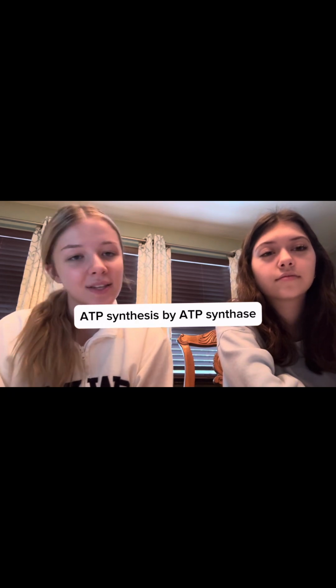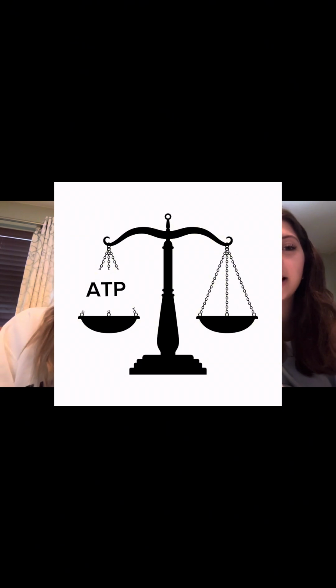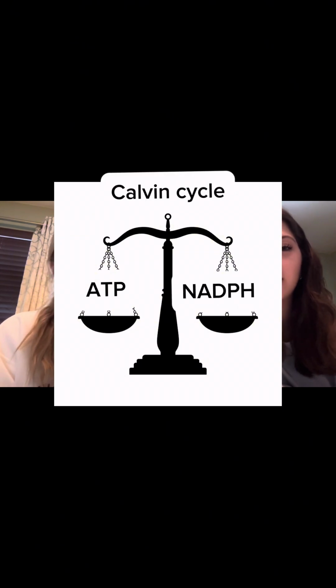Instead of being transferred to NADP+, the electrons cycle back to the photosystem 1 reaction center through the electron transport chain. As electrons move through the electron transport chain, their energy is used to pump protons into the thylakoid, creating a proton gradient. This gradient drives ATP synthesis by ATP synthase. Cyclic electron flow helps balance the ATP and NADPH ratio required by the Calvin cycle.